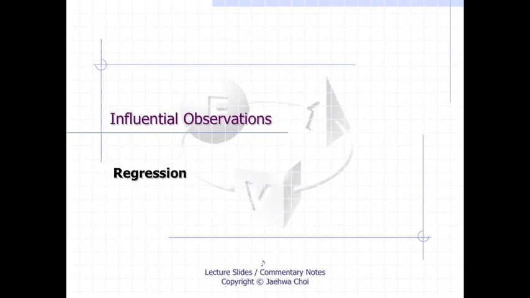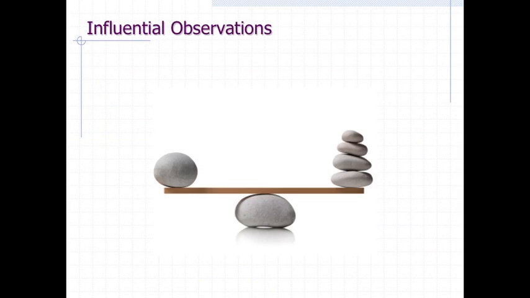Influential observations. It is possible for a single observation to have a great influence on the results of a regression analysis. It is therefore important to be alert to the possibility of influential observations and to take them into consideration when interpreting the results.